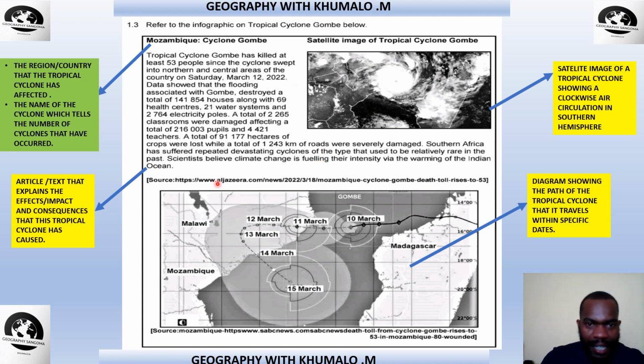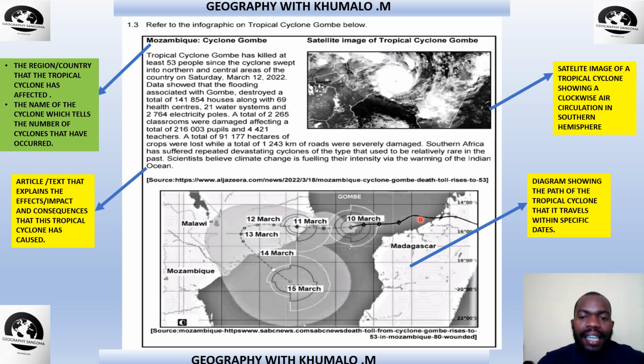So now here is tropical cyclone Gombe below. Now we have to refer to this tropical cyclone Gombe. So I want to start here, grade 12s. Let me start with the satellite. This one is a satellite image. You can see I've written for you there. It's a satellite image of a tropical cyclone showing the clockwise air circulation. That tells us that it is in the southern hemisphere.